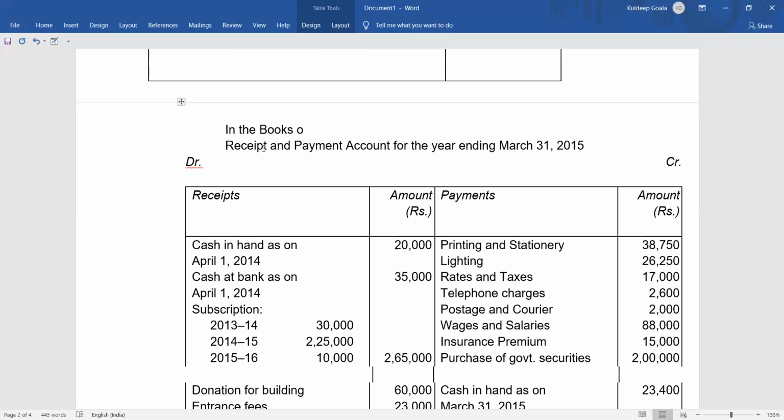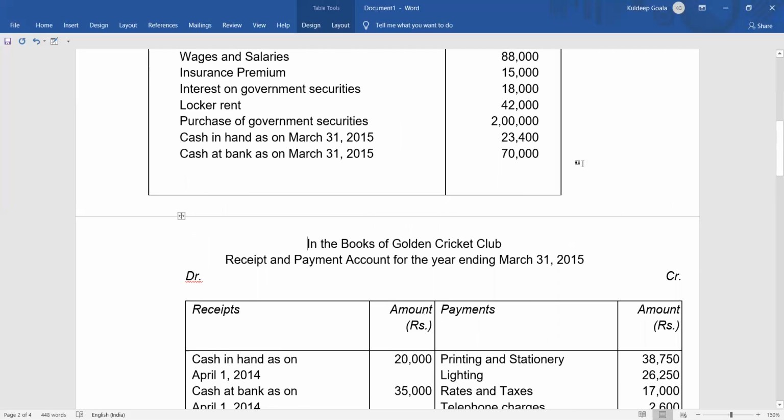Golden Cricket Club, right? Golden Cricket Club. So that should be there. If the address is there, then that should also be accompanied with that, or else it should be only this, in the books of Golden Cricket Club, but it should be there. Without that, it is incomplete. For the year ended 31st of March 2015.